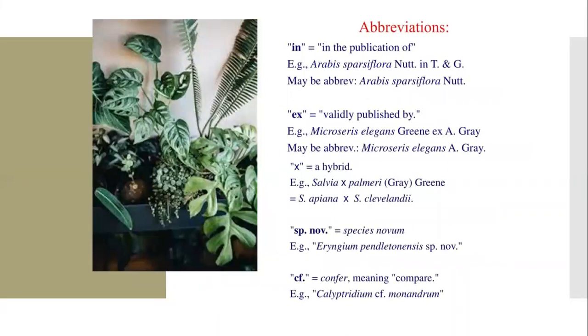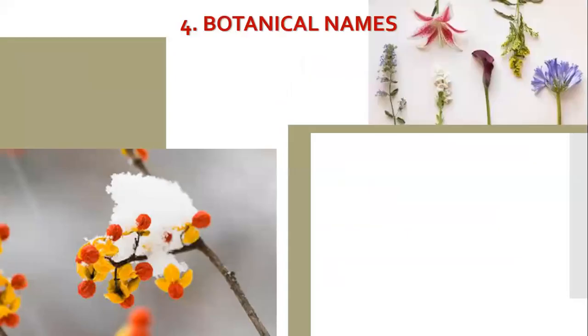So these are examples of abbreviations. In means in the publication of, ex means validly published by, sp. nov. means species novum, cf. means confer, meaning compare. So these are just examples.